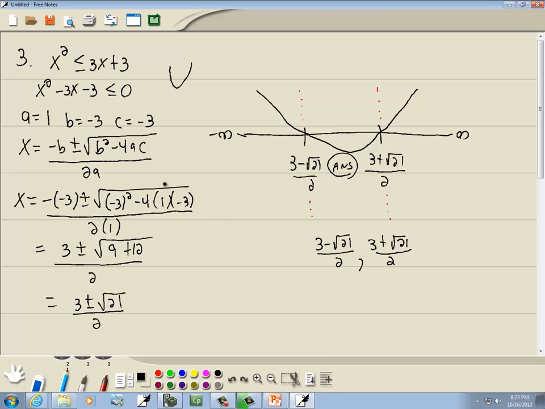Let me just double check my numbers and everything here. Okay. Yeah, it looks right. Now, less than or equal to means we use brackets. So we put brackets around it like that. And that'd be our answer.